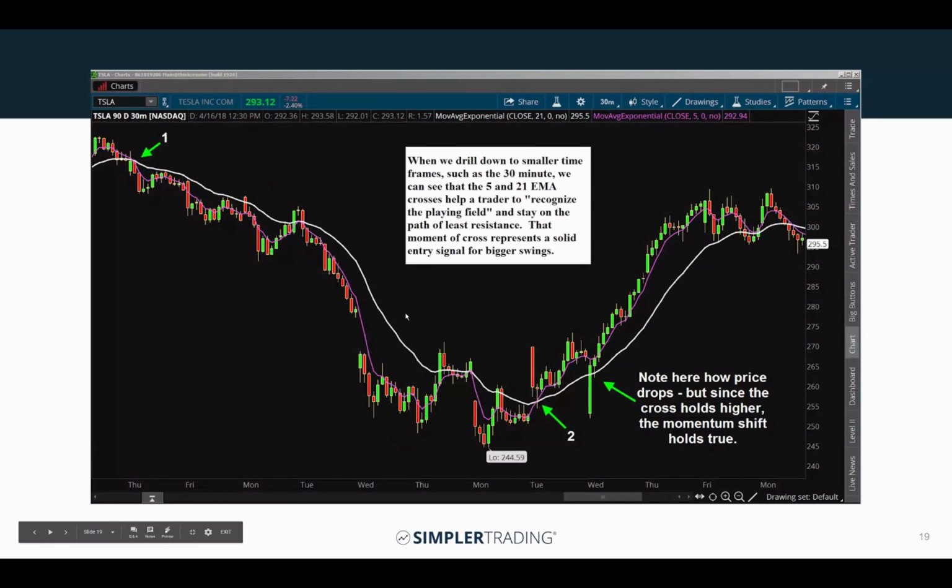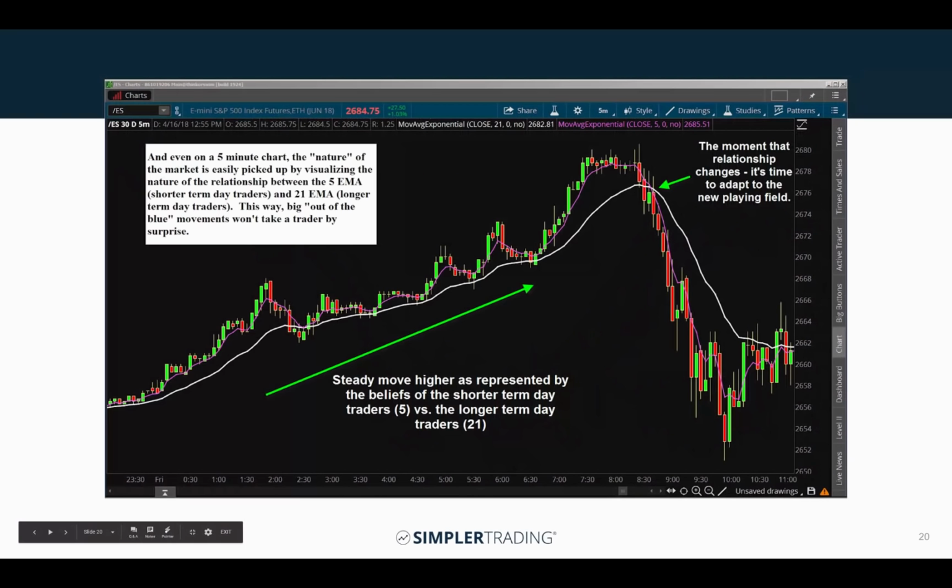And then if we look here at a 5-minute chart, the same principle applies. That's what I love about this, is that the principle, whether it's a daily chart, a 30-minute chart, or a 5-minute chart, in this case with the S&Ps, it doesn't really matter. So here we cross, and then once we cross here, you get the puke. So it's just a confirmation of order flow. That's what I like about it.